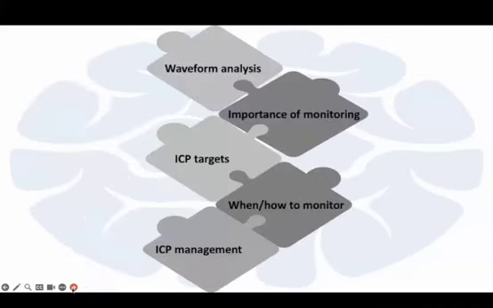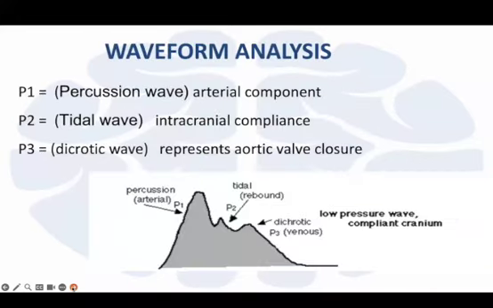Basically, we will go through different pathways, which will start from bedside waveform analysis of intracranial pressure, and then we will discuss the importance of monitoring, the ICP targets that we need to keep in neurocritical care patients, indications for ICP monitoring, and management of increased intracranial pressure.